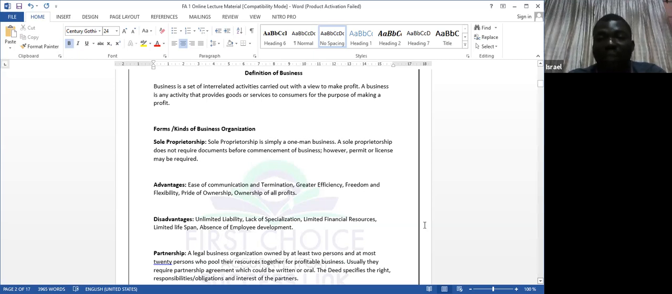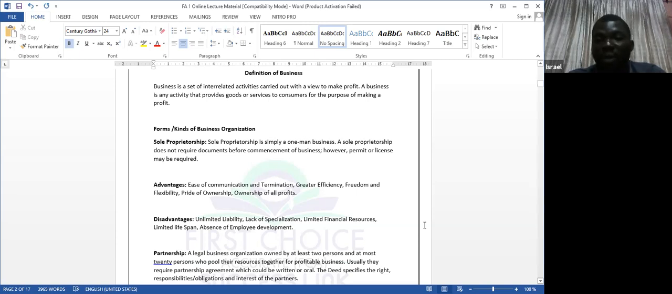The limited lifespan is because, as a result, the lifespan of the business is tied to the lifespan of the owner, because the death of the business owner can lead to the end of the business. The probability is highly likely, because it's run by one man, and once the person is not available again, there are no resources or plan for another person to take over.